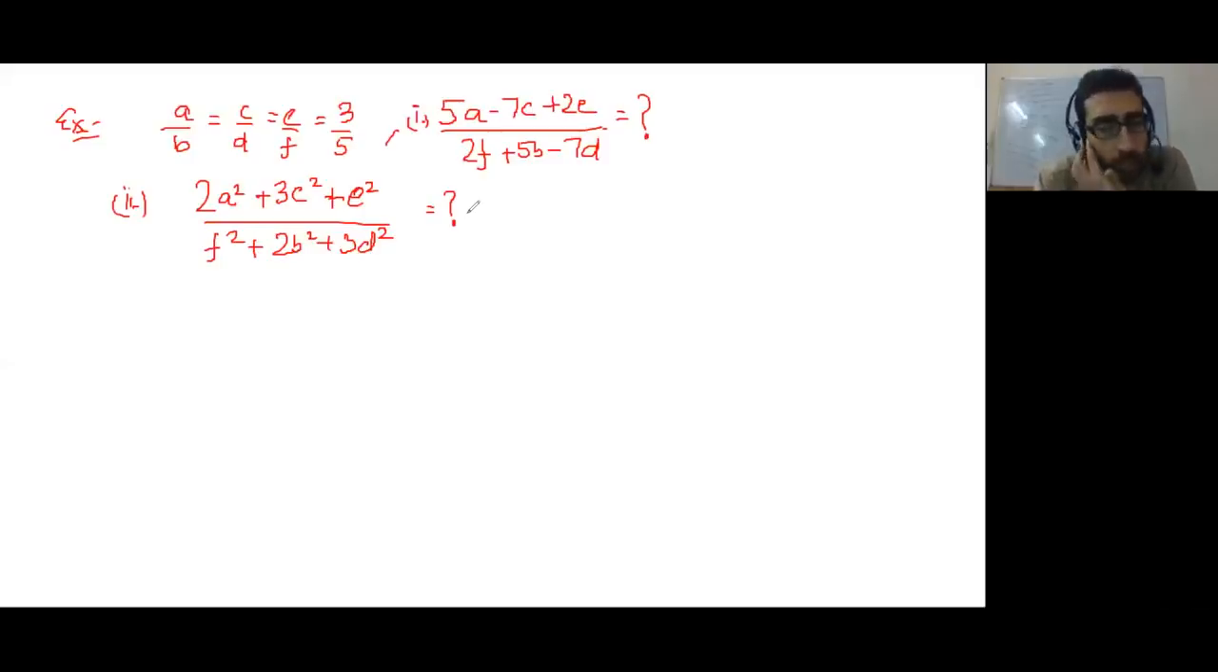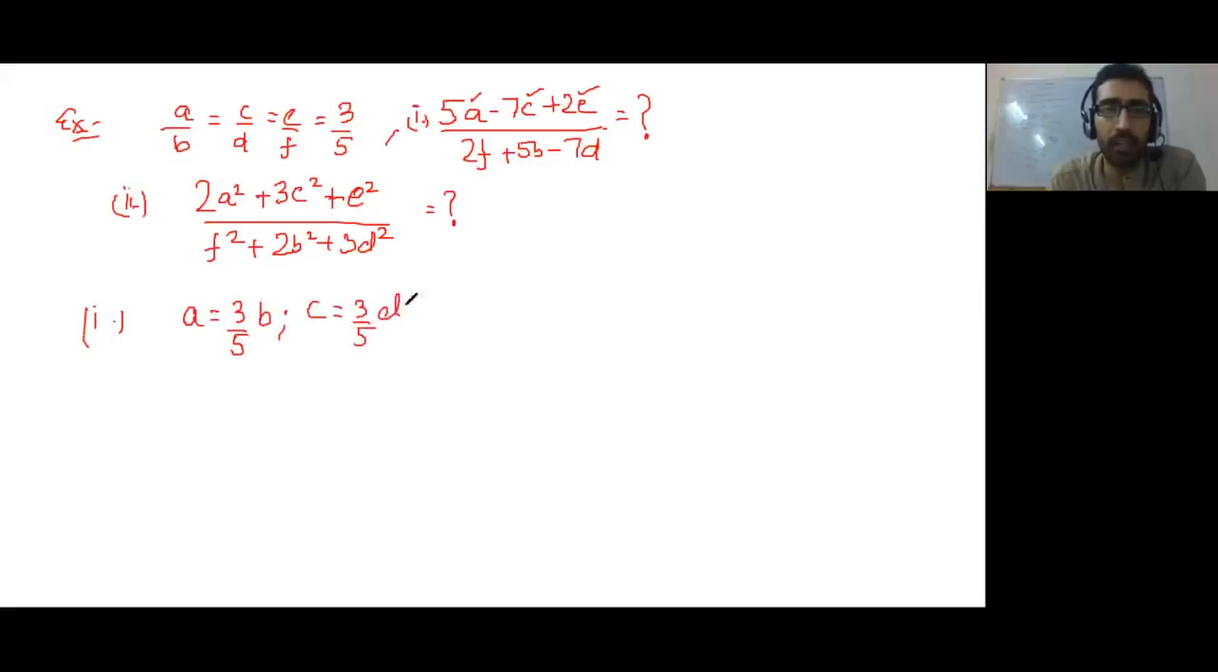1 is 3 by 5. Why is 1 3 by 5? Apart from, of course, the fact that we just shared. Yeah. So 1 is 3 by 5 because, and 9 by 25, absolutely correct, 2 is 9 by 25. Because I could simply have replaced in the numerator A, C, and E and said A is equal to 3 by 5B. Just look at the initial equation. A I can say is 3 by 5B. C I can say is 3 by 5D. E I can say is 3 by 5F.